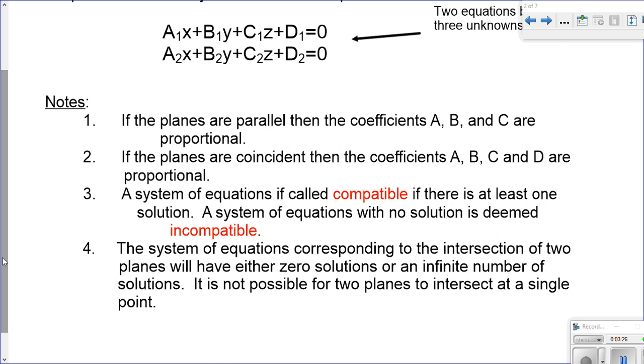So when we have coincident planes and line intersection, there's an infinite number of solutions. And when we have parallel planes, there are zero solutions. And we don't have situations where we have a single point intersection, so a single point can't be the solution of a compatible system here.